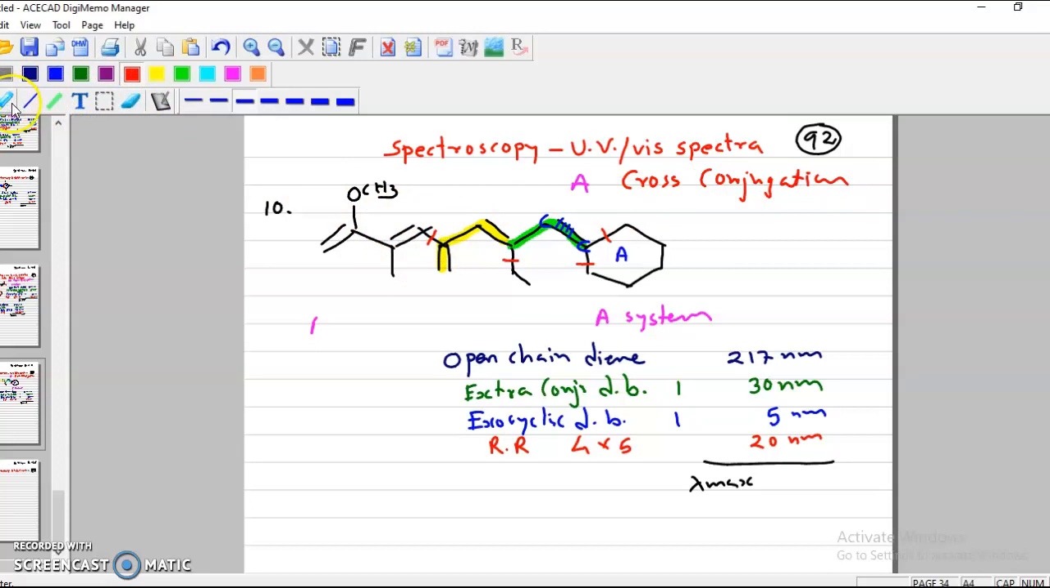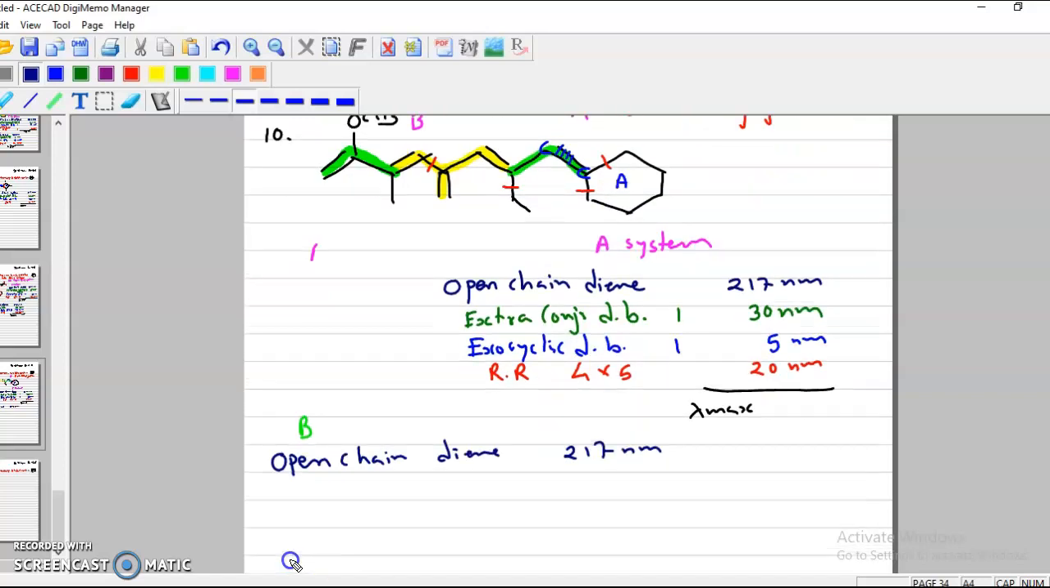Now next one is for system B. This is system B for this one, and we can extend this to this side. So sorry, this will be double A system. Here you can see this is also a system. Extension is possible. Yes, we can extend this up to this double bond. Okay, so the original system is again an open chain diene system for B system, and for that we will add 217 nanometer.